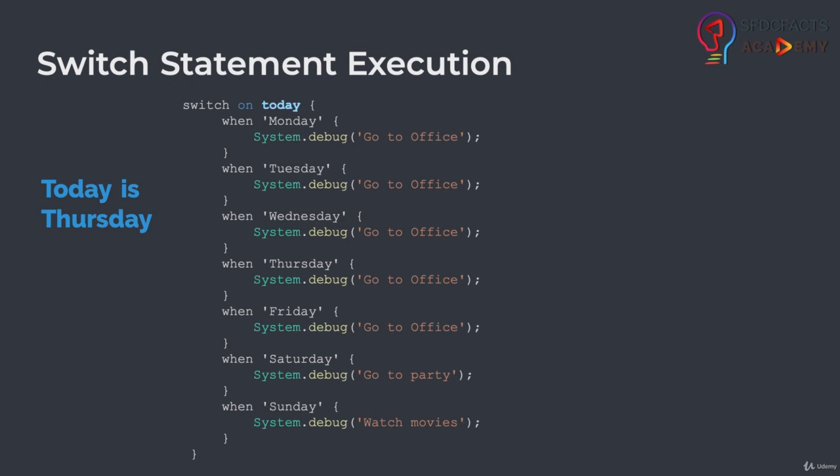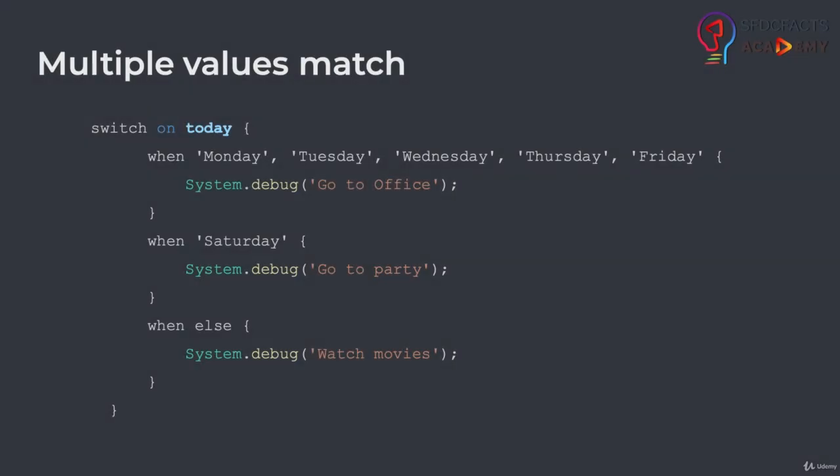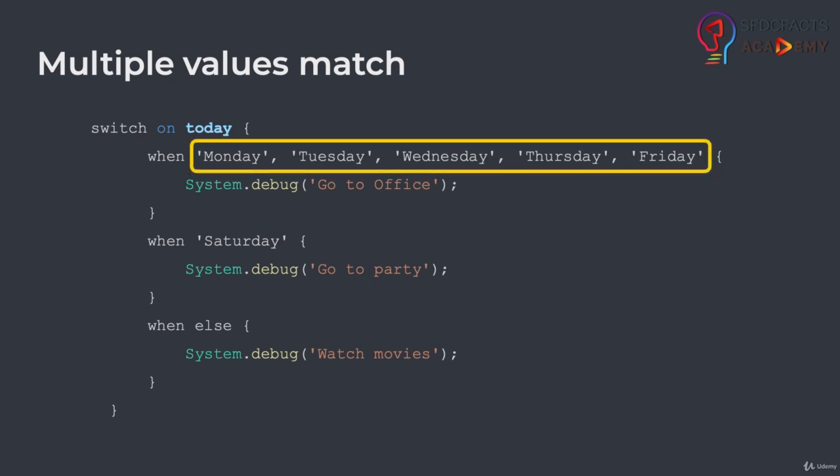So here, if you have noticed in this switch when statement, from Monday to Friday, we are executing the same set of code block. We are always printing go to office in our debug logs. So we can combine these values in one single when statement. And this is how you can rewrite it, where you can combine your Monday, Tuesday, Wednesday, Thursday, and Friday with the help of a comma in one single when statement.